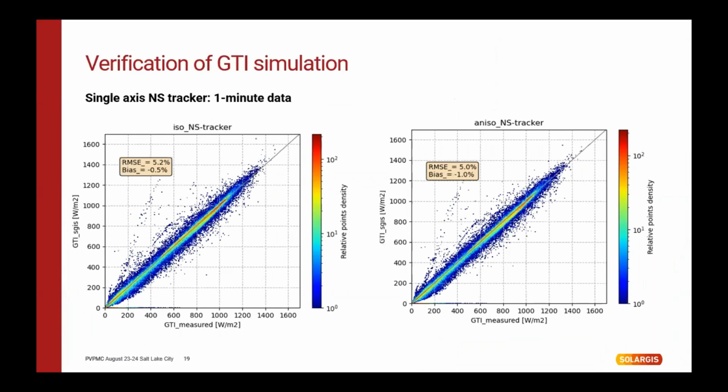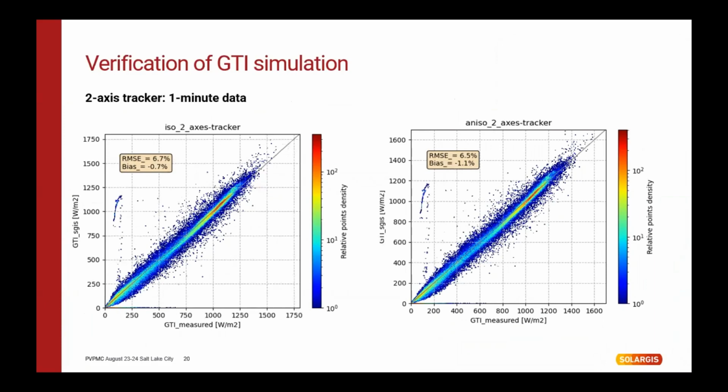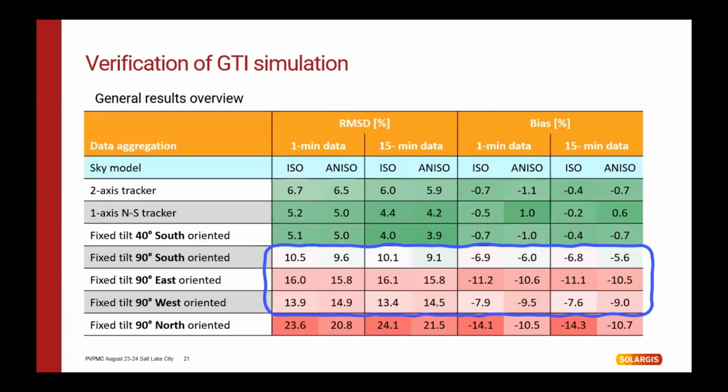Similar results we achieved also for the single axis tracker, very low bias, and RMS is very similar to the fixed system. And for the two axis tracker system, the RMS is slightly higher. We see here also some outliers, so probably data cleaning was not done perfectly, but still the performance of both isotropic and anisotropic models looks very consistent, with only little difference.